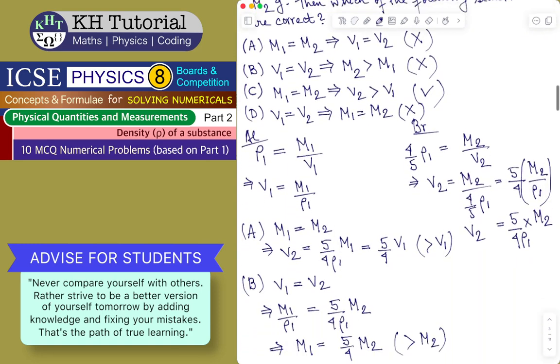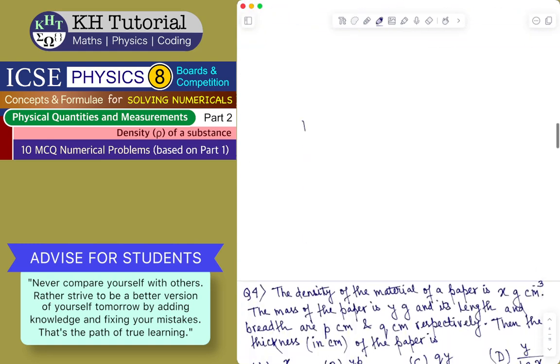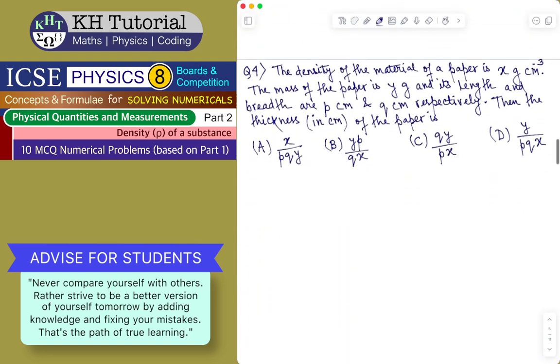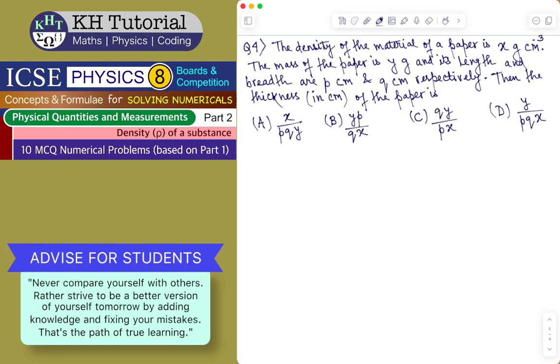Okay, let's see the next problem. The density of the material of a paper is x gram per centimeter cube. The mass of the paper is y gram and its length and breadth are p centimeter and q centimeter respectively. Then the thickness in centimeter of the paper is.